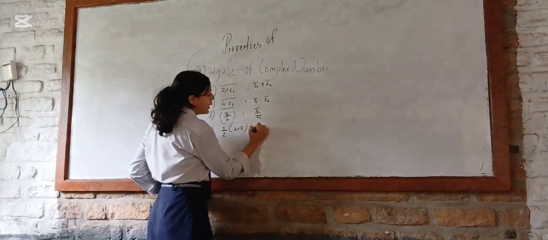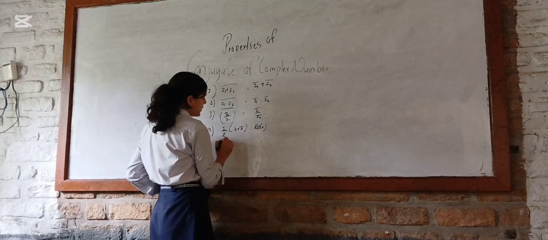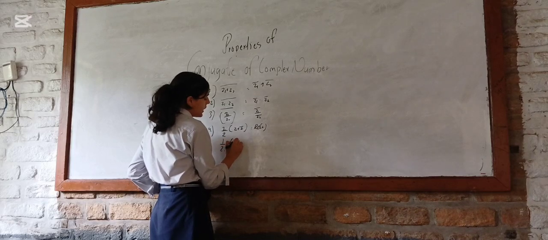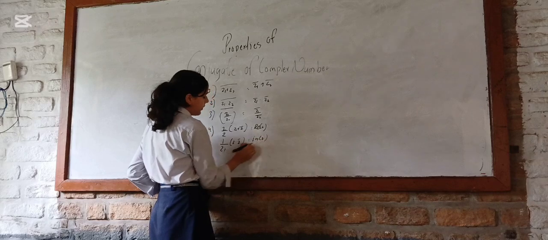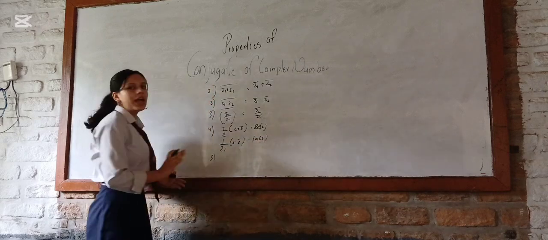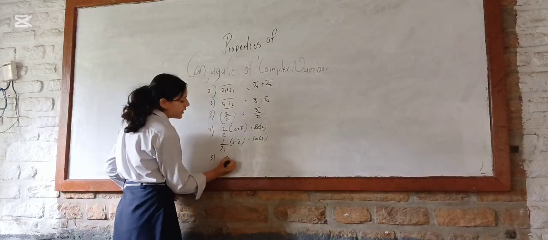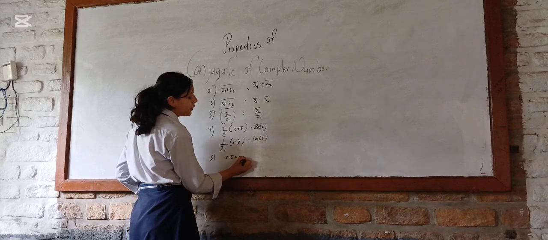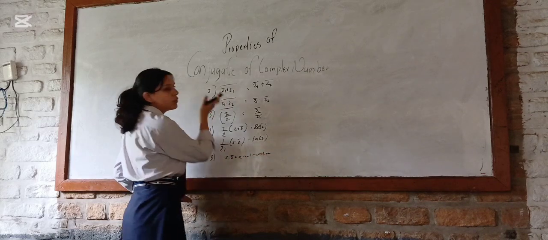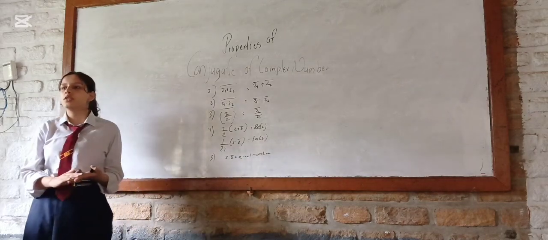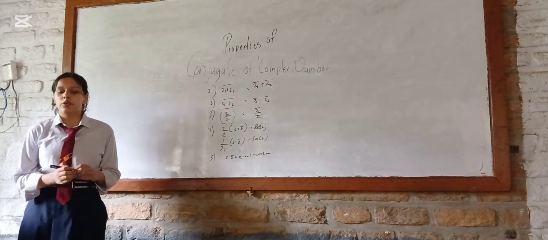Now the fourth property is that 1 by 2 times z plus z conjugate, for any complex number z, is equal to the real part of z. Similarly, 1 by 2i times z minus conjugate of z is equal to the imaginary part of z. Now the fifth property is that for any complex number z, z into conjugate of z is equal to a real number. Due to time limit, I cannot prove all of these properties, so if you want to prove them, you can go through our book.